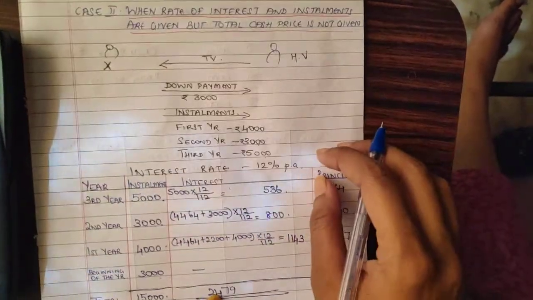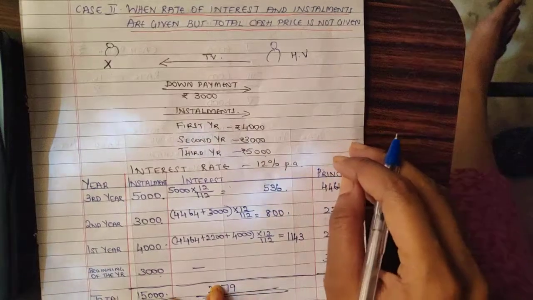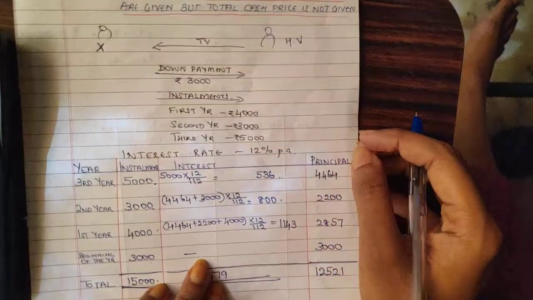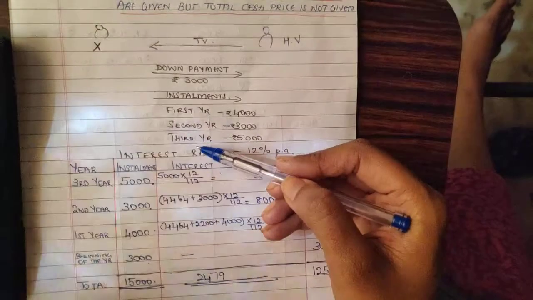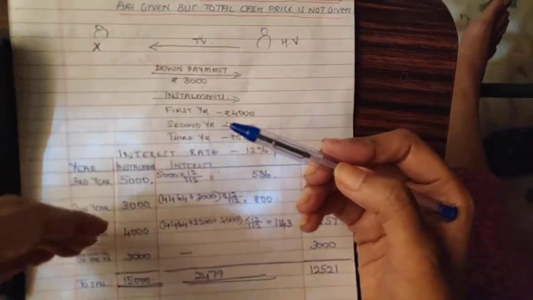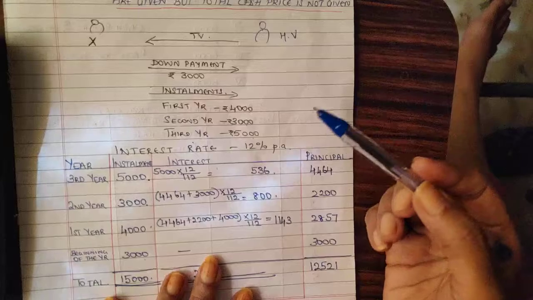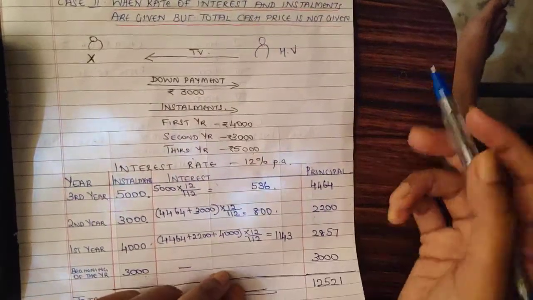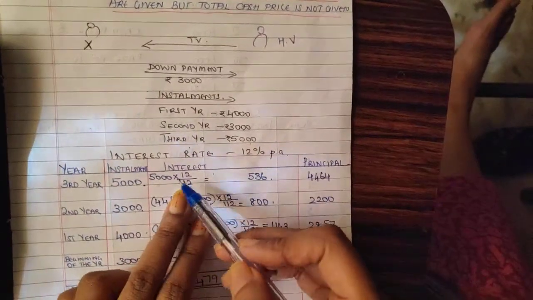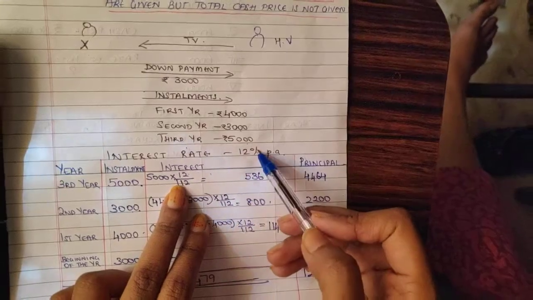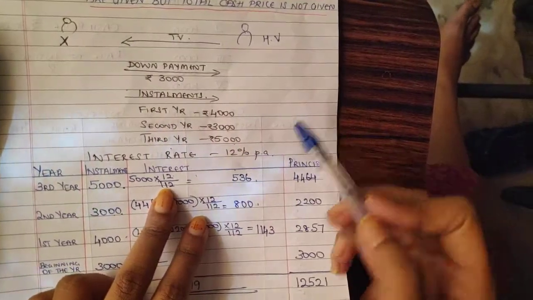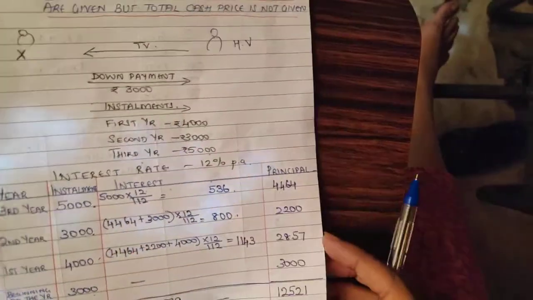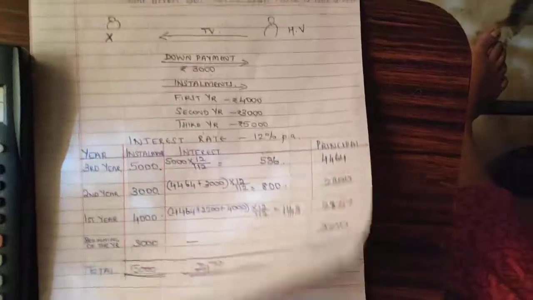This is how it is done when the rate of interest and installment are given but the total cash price is not given. Is that clear? Make sure that it is done in descending order, I mean, from the last year: write it down from the third year, second year, first year. And when you're calculating the interest, multiply by the particular rate and divide by 100 plus the rate of interest. Total it up and you will be getting this particular amount.